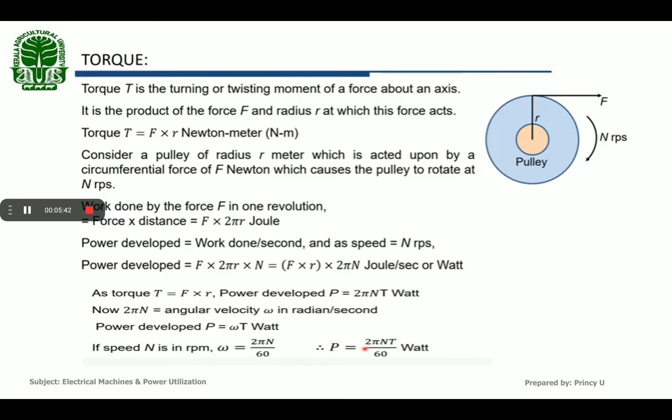If it is, from this F into r, we can write the equation in terms of torque, that is T into 2 pi n. We are just converting power into torque terms in the equation. So 2 pi n T is the power.